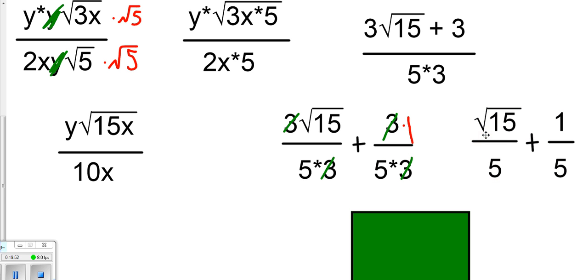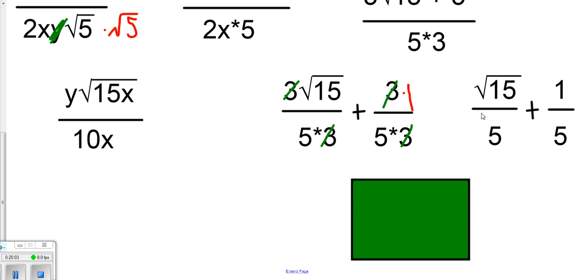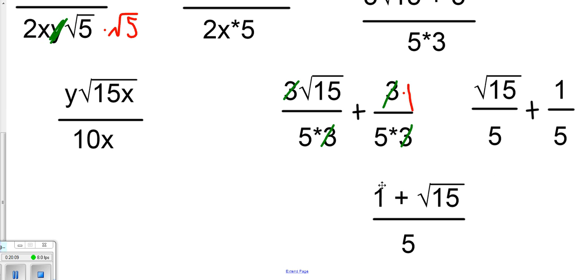As we simplify this then, we're left with square root of 15 over 5 plus 1 over 5. We canceled out the 3's in each of our fractions. Now, because these have the same denominator, we can combine them again. And we'll put the 1 out front because it's the whole number part, and the 15 in the back because that is a radical part. So it's 1 plus the square root of 15 all over 5. This would be your final answer. And that'll wrap it up for lesson 7-2.